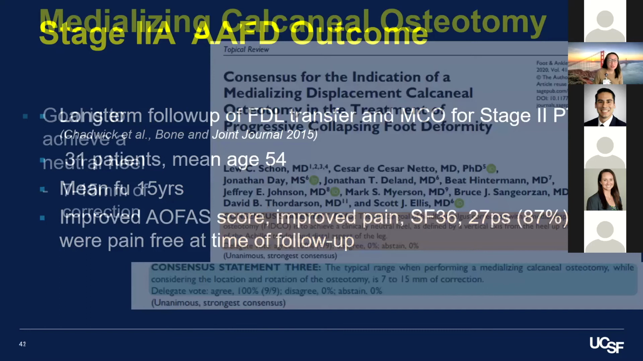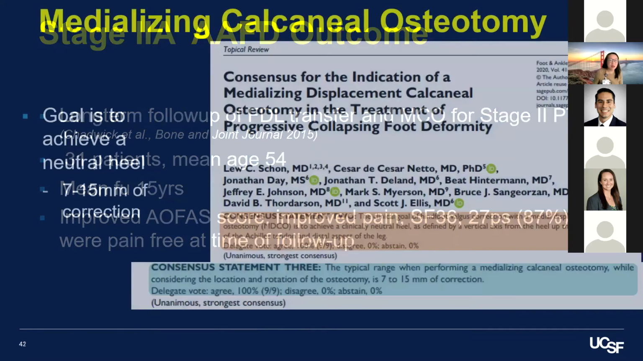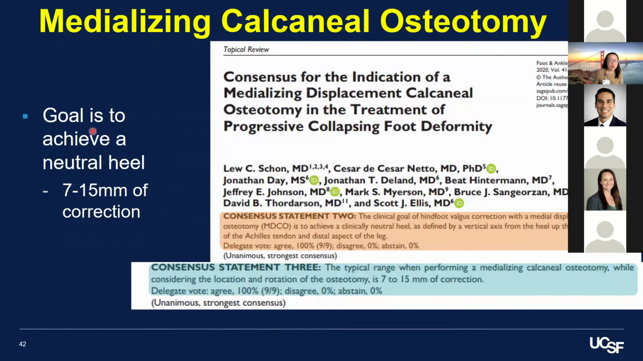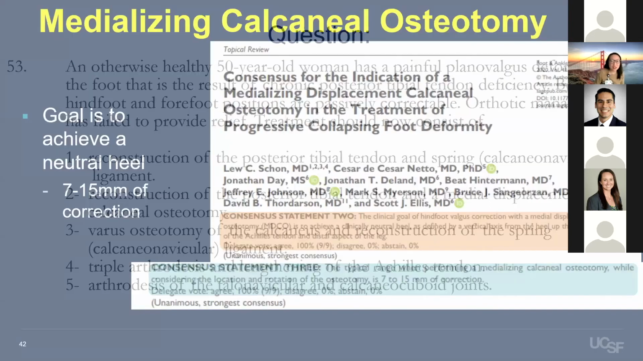When you do these medial osteotomies, the agreement amongst most surgeons is you can shift them about 7 to 15 millimeters. I would say most people can easily shift them from about 7 to 10 millimeters. I don't think I've ever shifted about 15, but you have a really nice correction that you can visually see.